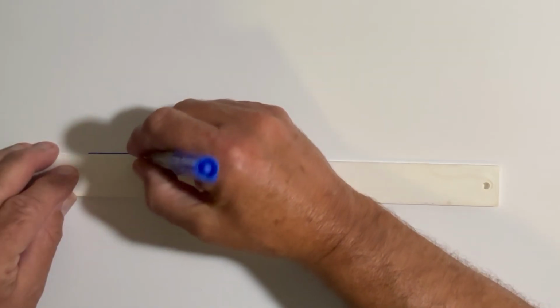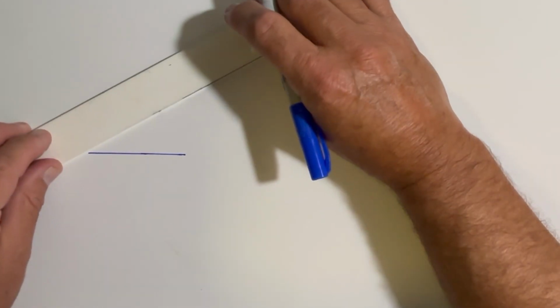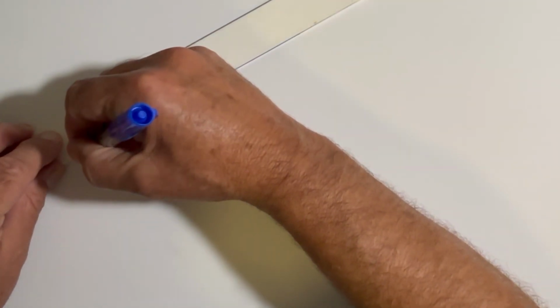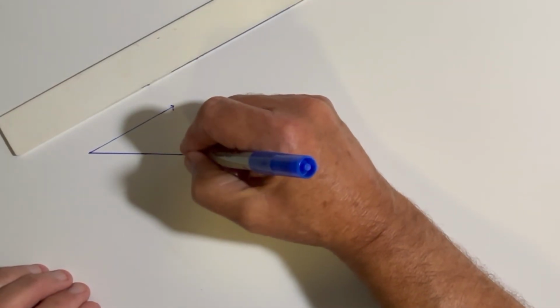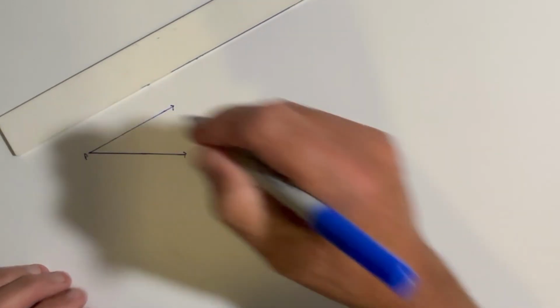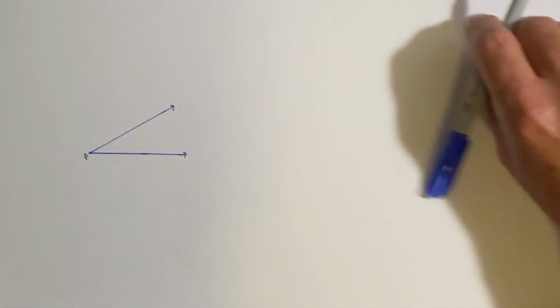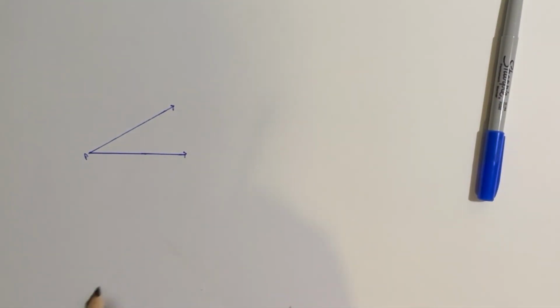Let's make it a little bit longer. There we go. Okay, there's two rays. This is going to be A. And then what we want to do is let's draw an arc first of all.